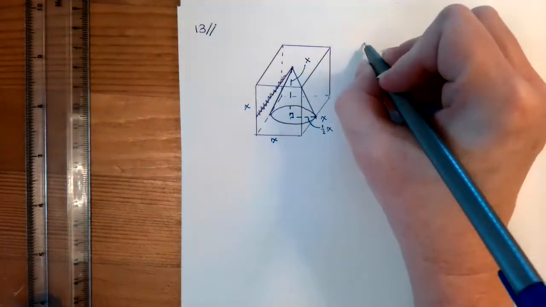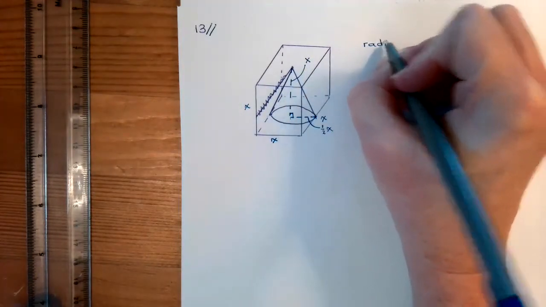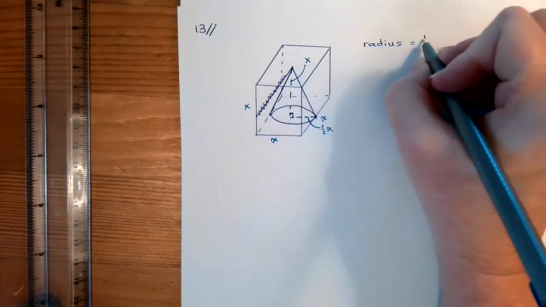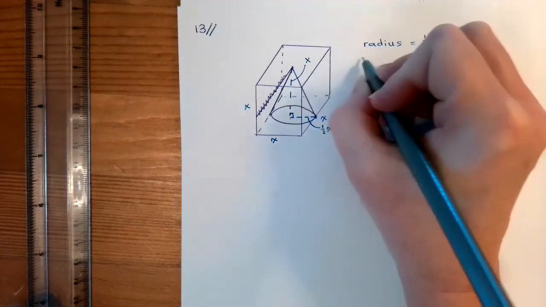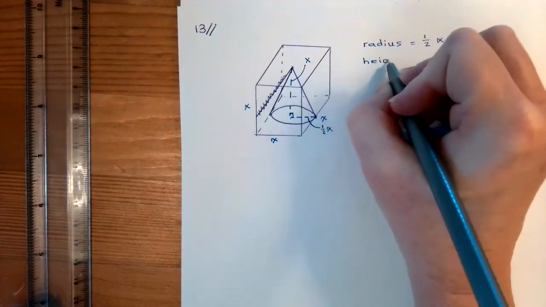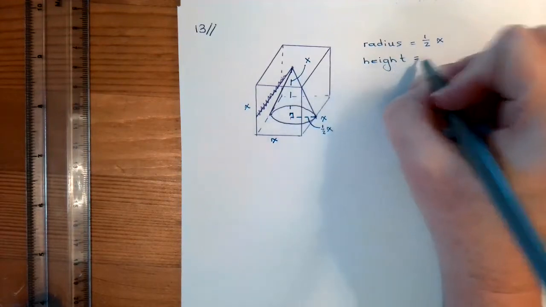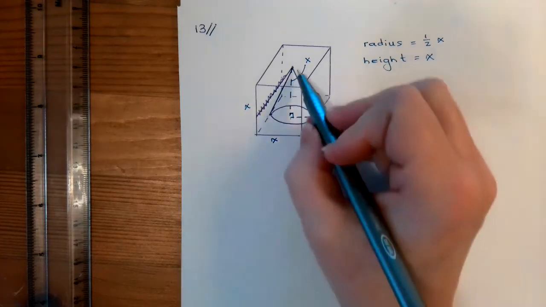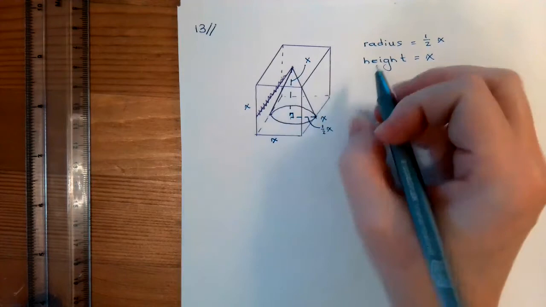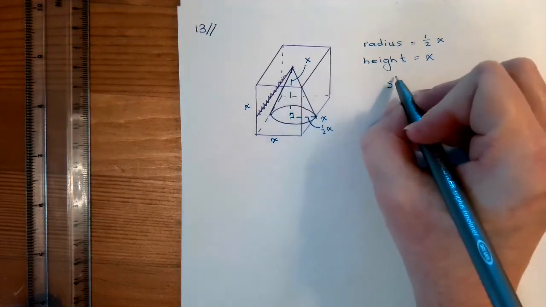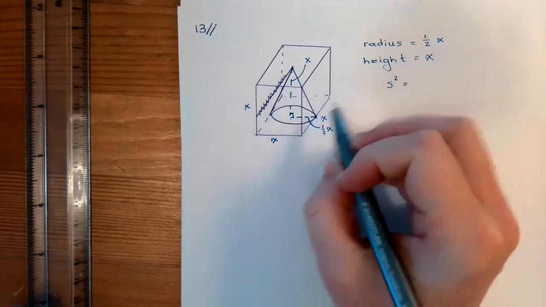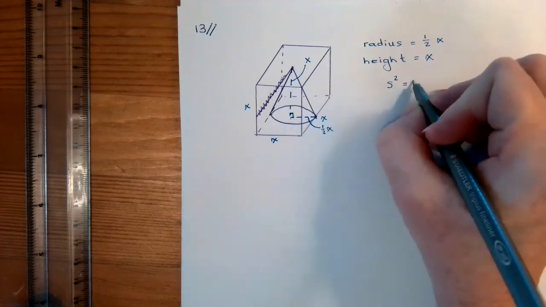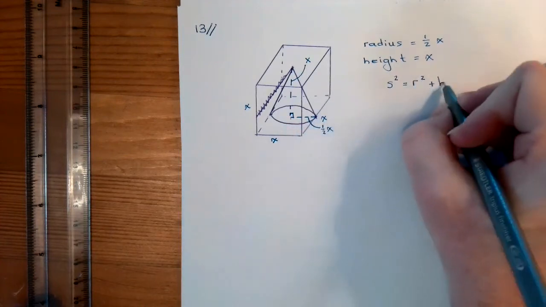So I know that the radius is 1/2 x, and I know that the height is x. That only leaves me to figure out my slant height. I've got this lovely right angle triangle here. To figure out the slant height, s squared is going to equal the radius squared plus the height squared.